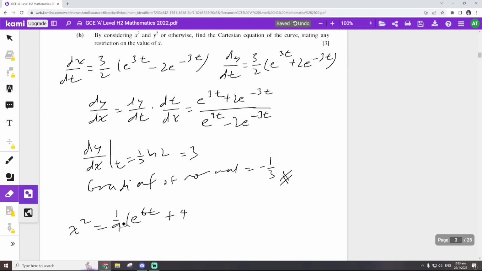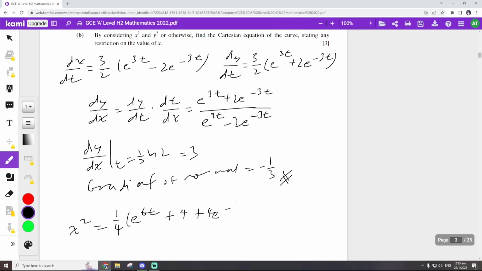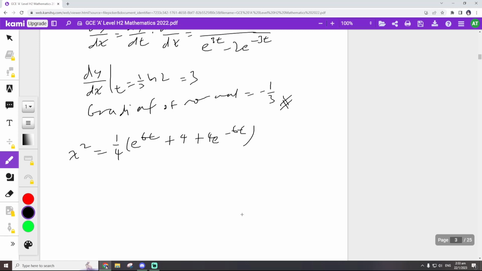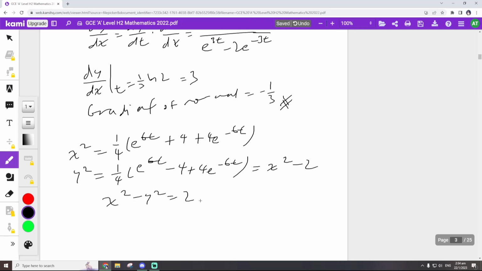It's not 1 over 9, sorry, it's 1 over 4. Just realized. Okay, plus 4e to the negative 6t. Y squared is the same as x squared, but there's a minus, so you get e to the 6t minus 4 plus 4e to the negative 6t, which you may have noticed is the same as x squared minus 2. So that's the equation of the curve: x squared minus y squared equals 2.